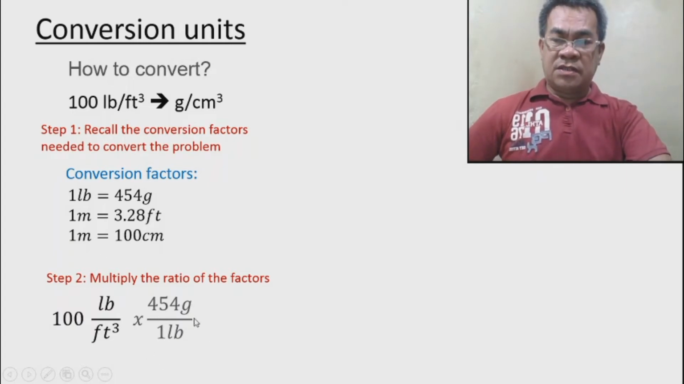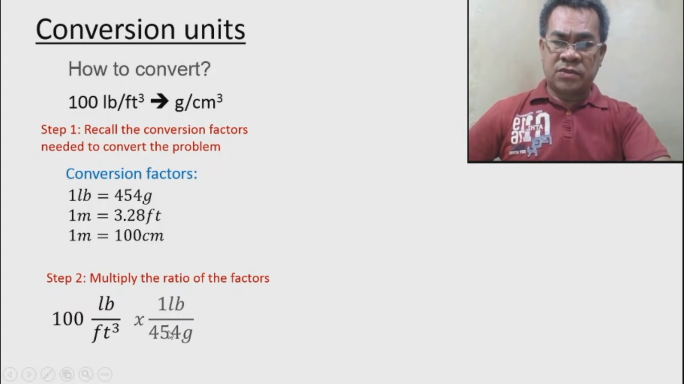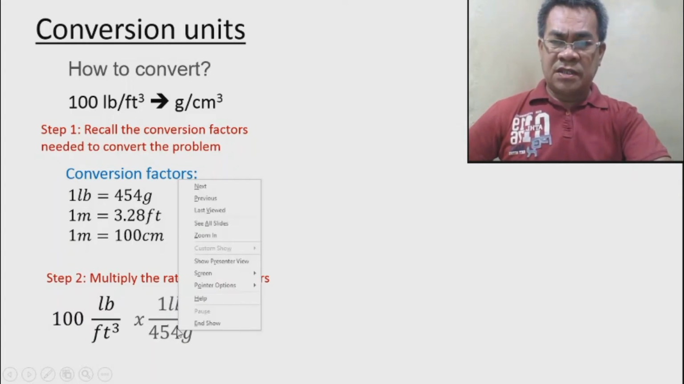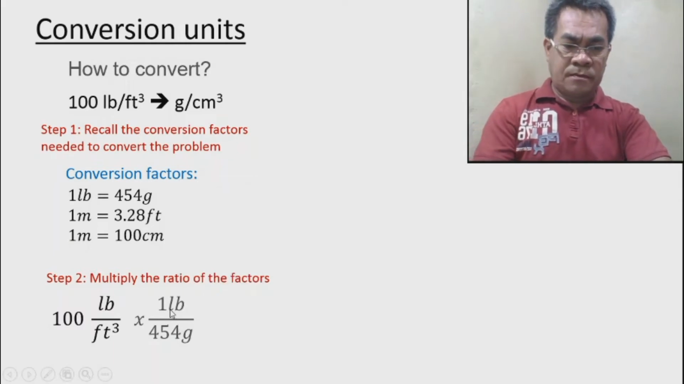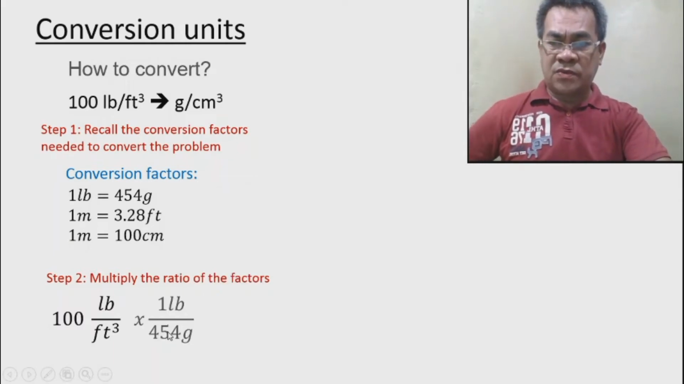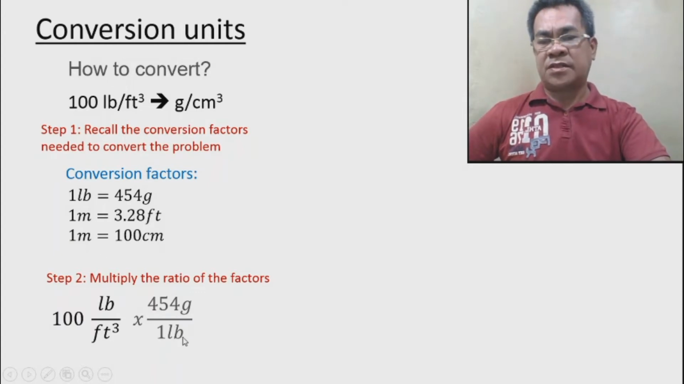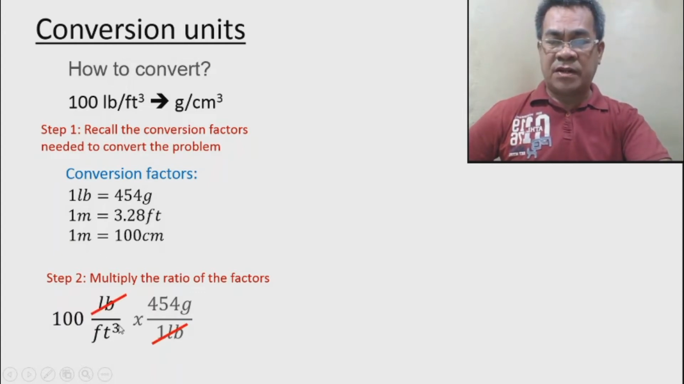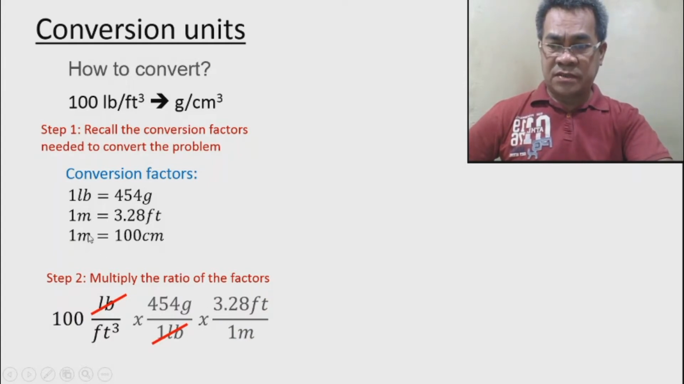Now, take note that we can reverse this one. This is also 1. But look at this one, we cannot cancel the pounds, so the unit becomes very inconsistent. Therefore you have to use this ratio, because we can cancel the pounds. So pounds now becomes grams. Then multiply again, convert this feet to meter first, then meter to centimeter later.